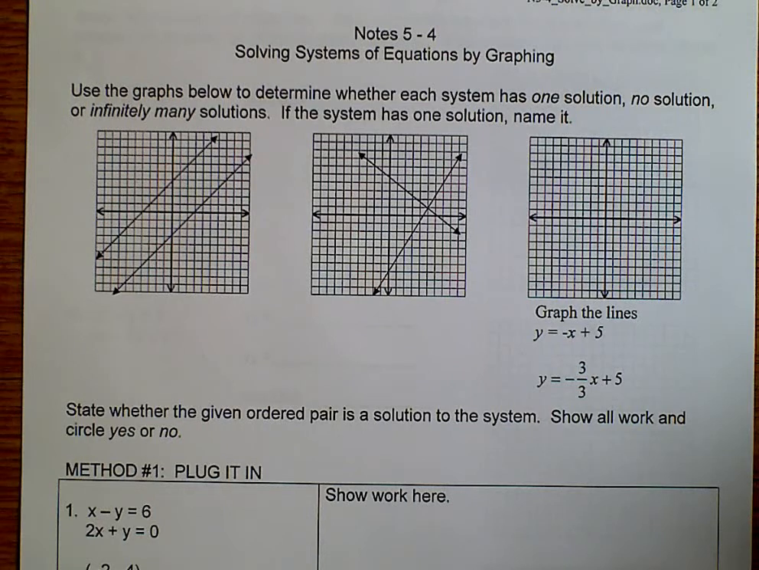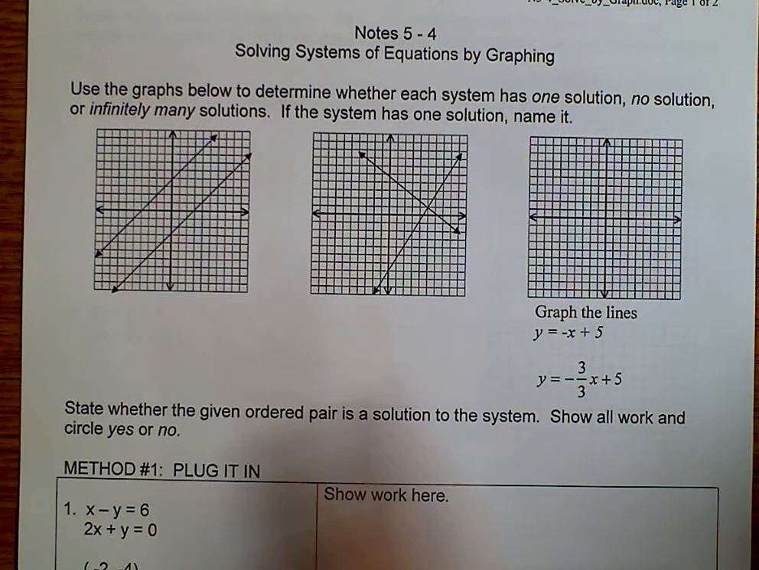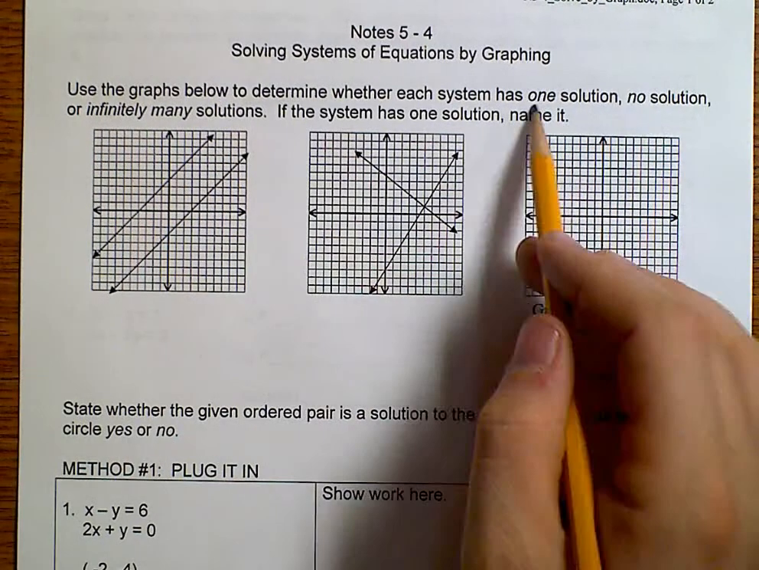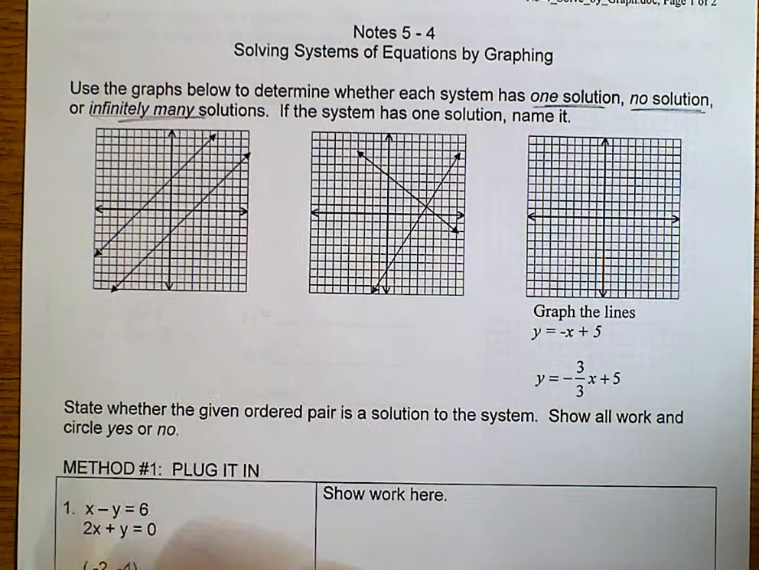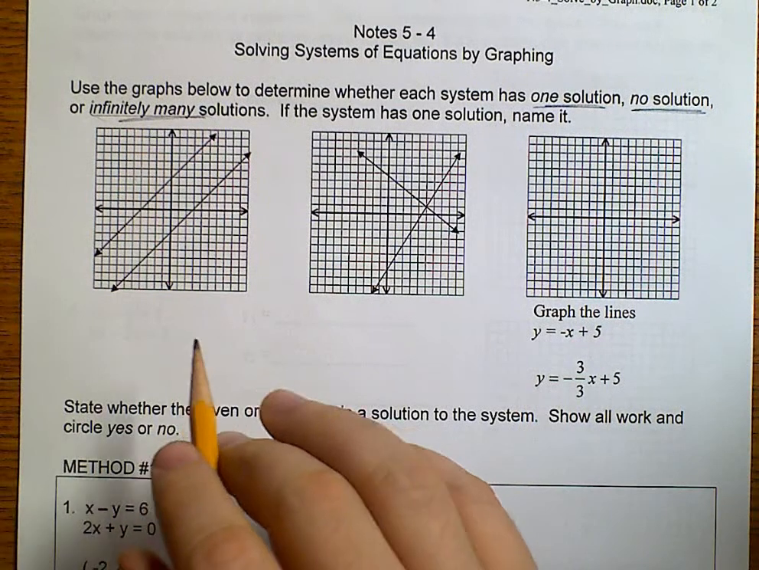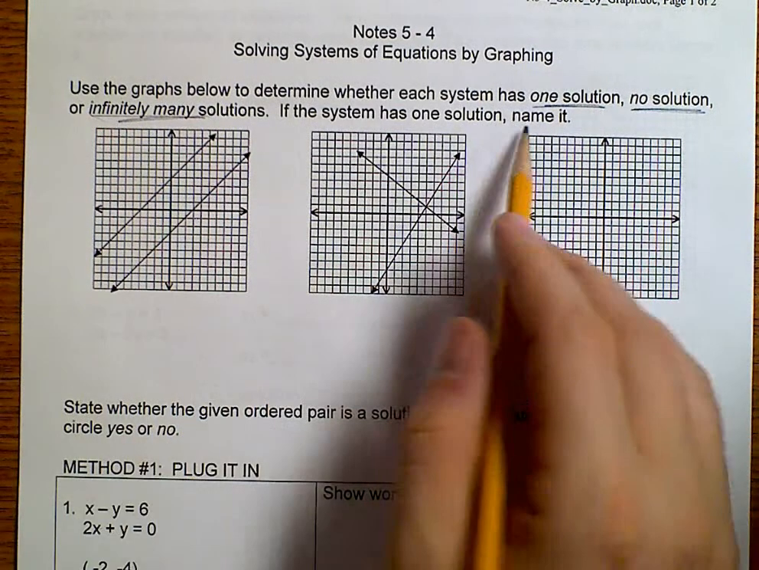Hello, this is Math Models, Notes for 5-4, solving systems of equations by graphing. So we've reviewed how to graph lines, how to interpret information from lines. Now we're going to be talking about how to solve systems of lines. We can use these graphs to determine if a system has one solution, no solutions, or infinitely many solutions. And if it has one solution, we want to name it.